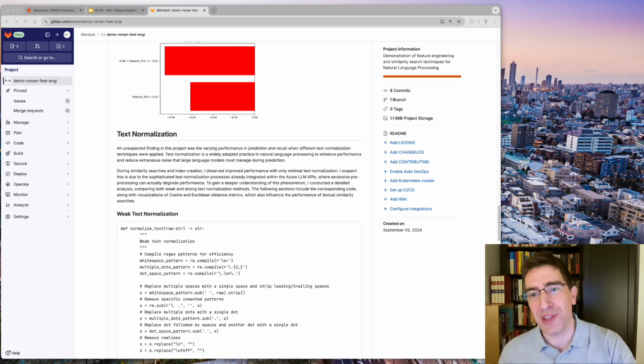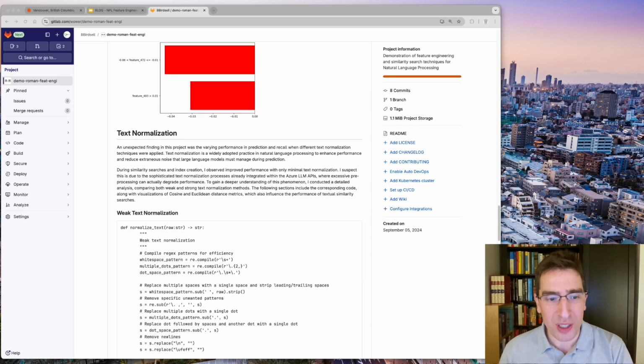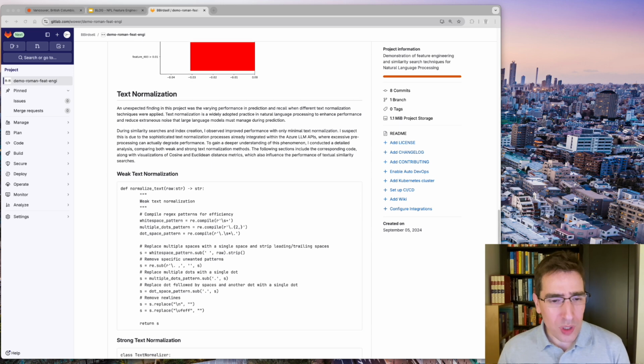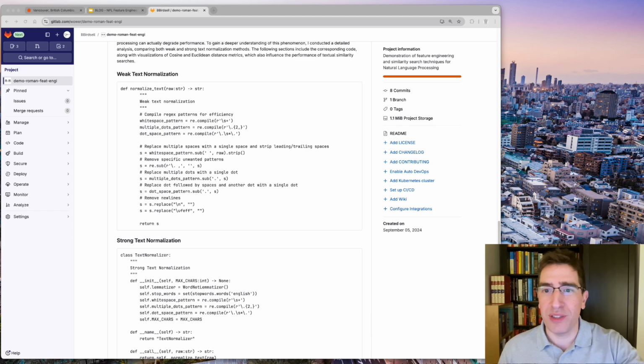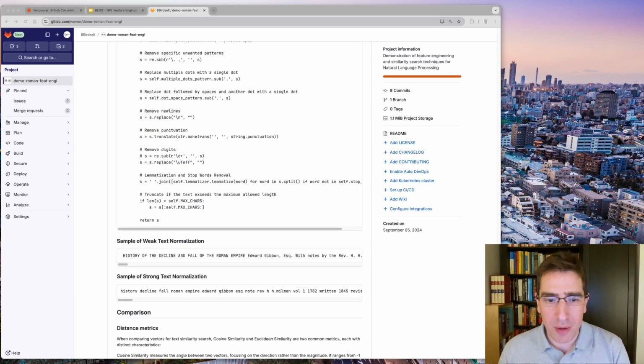This is where you make everything lowercase, take out punctuation, and take out different words. Here you see 2 different text normalizations in Python, a weak and a strong one. They look a bit different. This is the weak normalization, and the strong one has different stop words and all the punctuation and everything. Very much the textbook way you're supposed to do it.